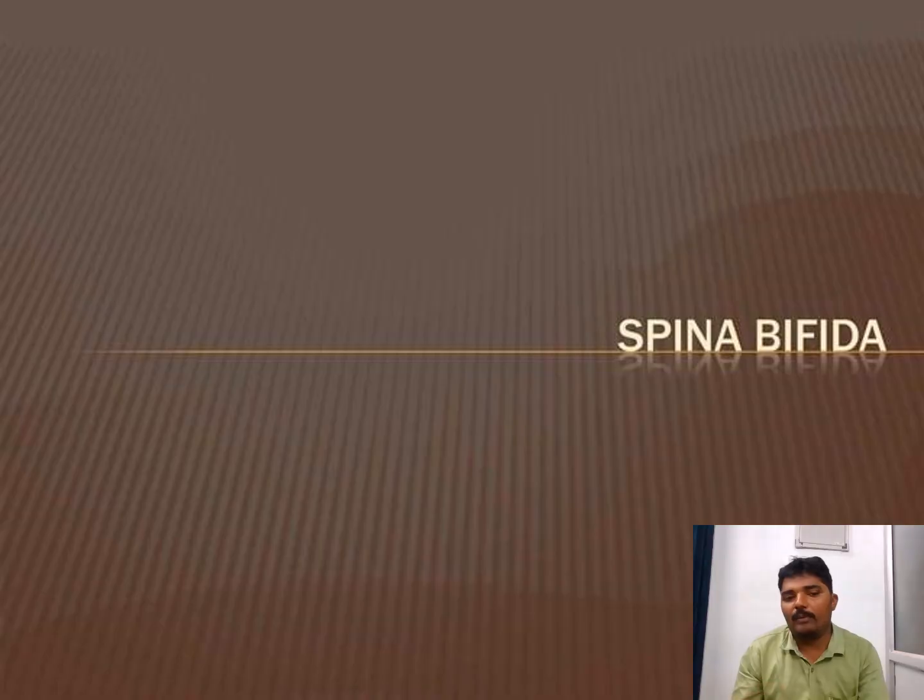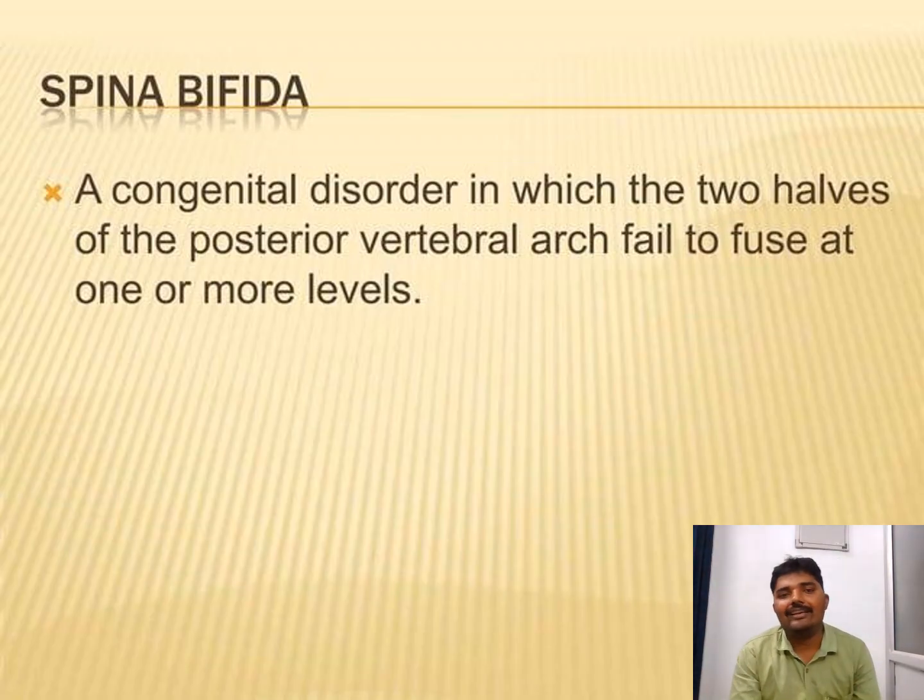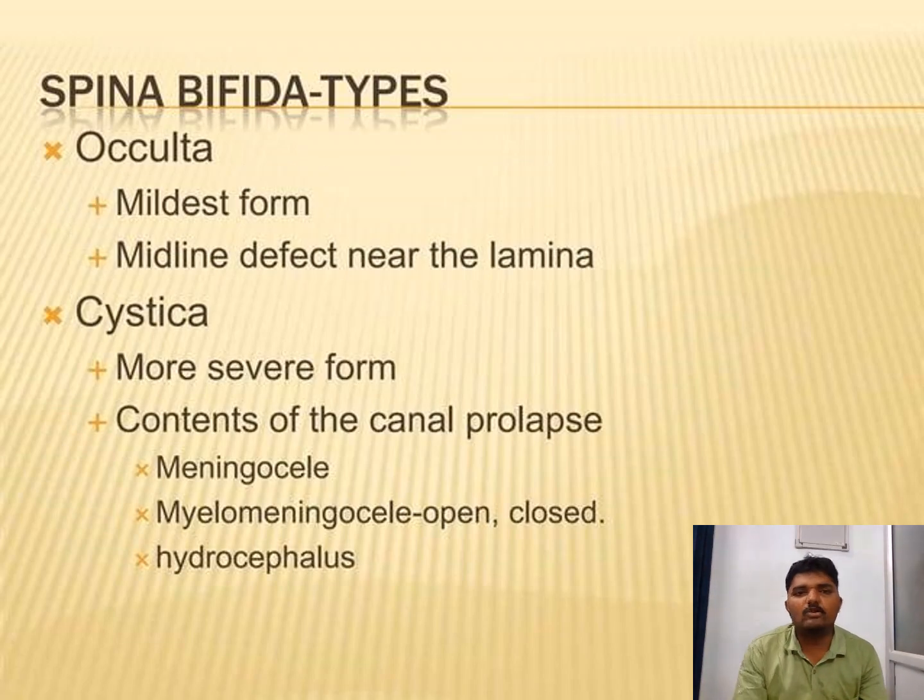Then we will go for spina bifida. Spina bifida is a congenital disorder in which the two halves of the posterior vertebral arch fail to fuse at one or more levels. The types are occulta and cystica.